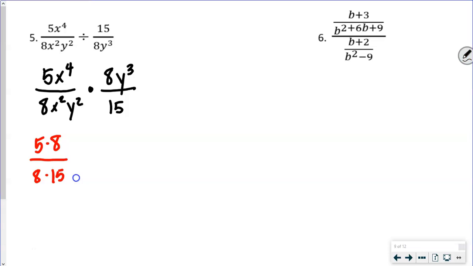Again, we can simplify, can't we? These 8s cancel each other out. And if we got a 5 here, 5 goes into 15 how many times? 3. So this would be 1/3. Y'all see that? Okay, now let's talk about our x's and our y's, okay? So now we've got our x.